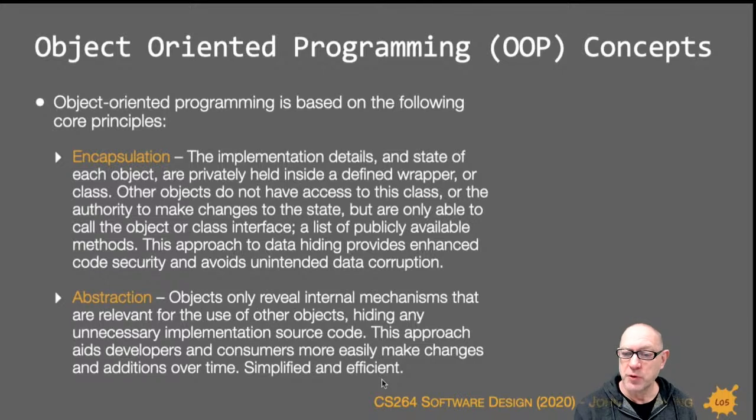So abstraction is our second core concept. So that means that objects only reveal the internal mechanisms that are relevant for the use of other objects, hiding any of the unnecessary implementation or source code. This approach helps developers and consumers more easily make changes and additions over time. It's a simplified approach, and it's very, very efficient. So you can hide stuff inside your classes.